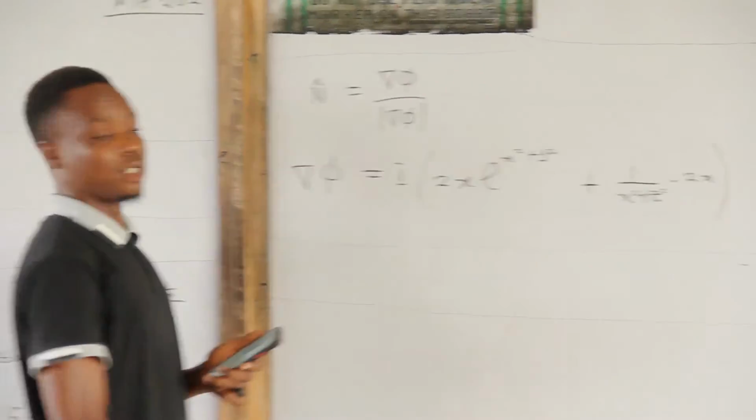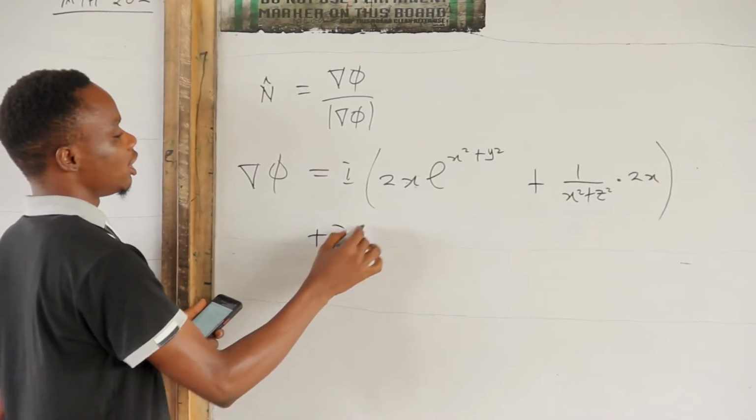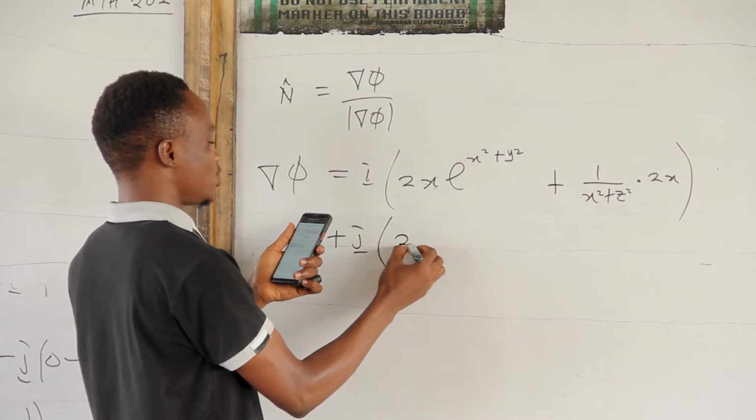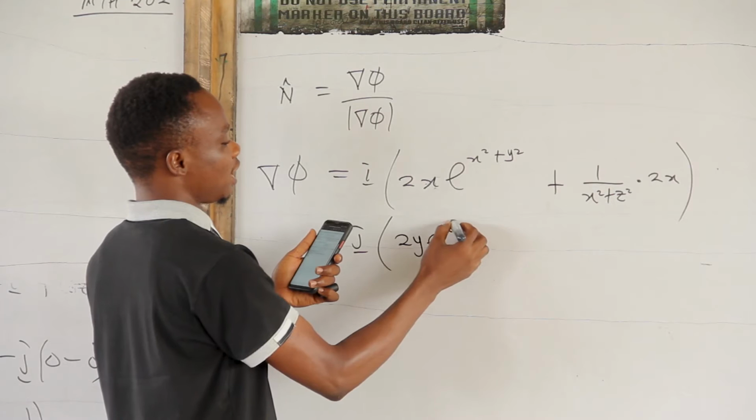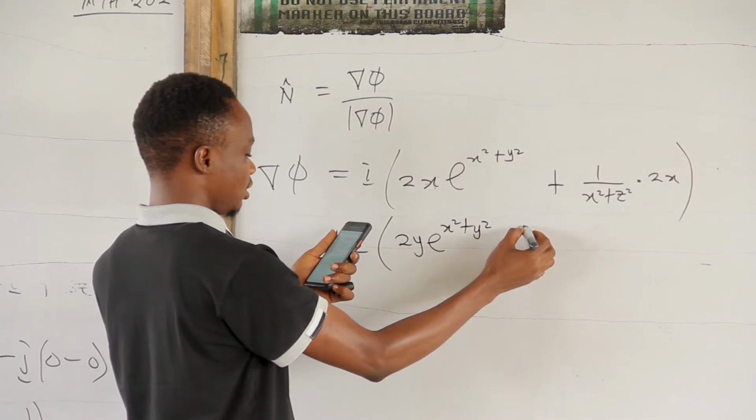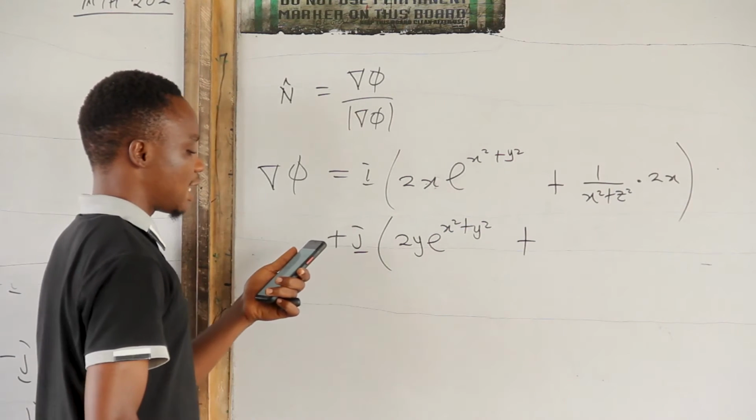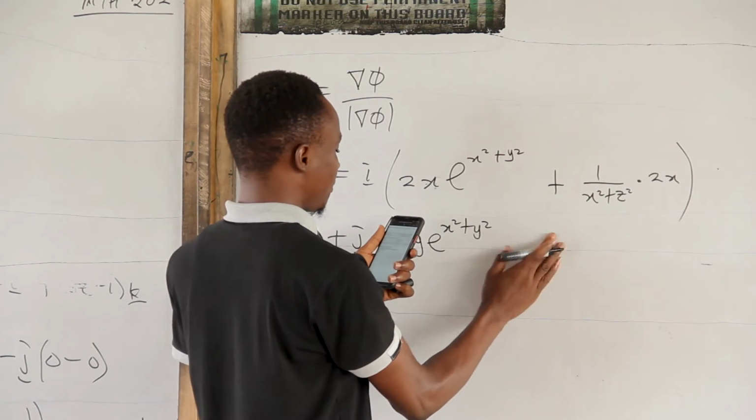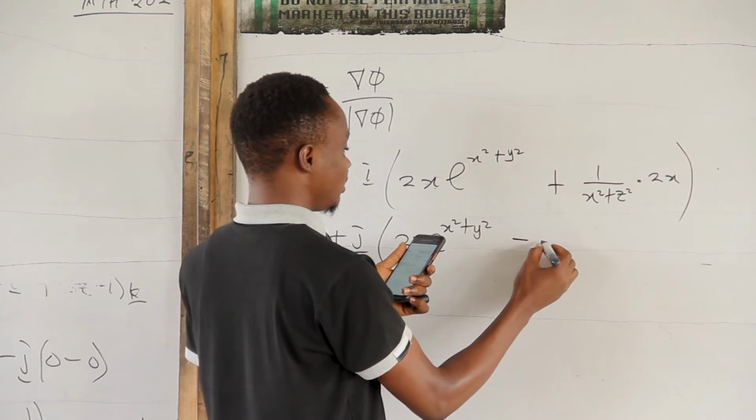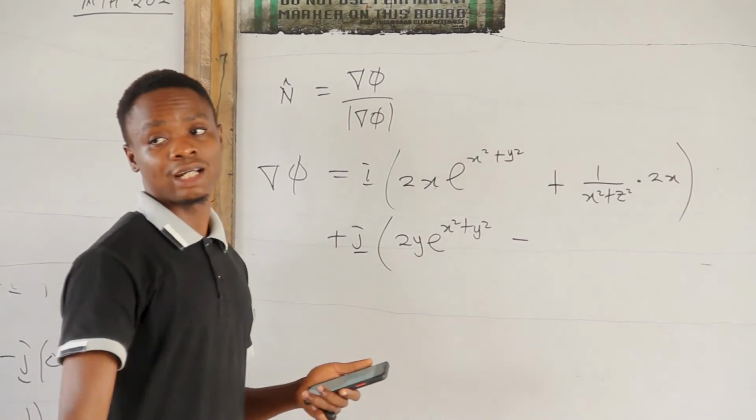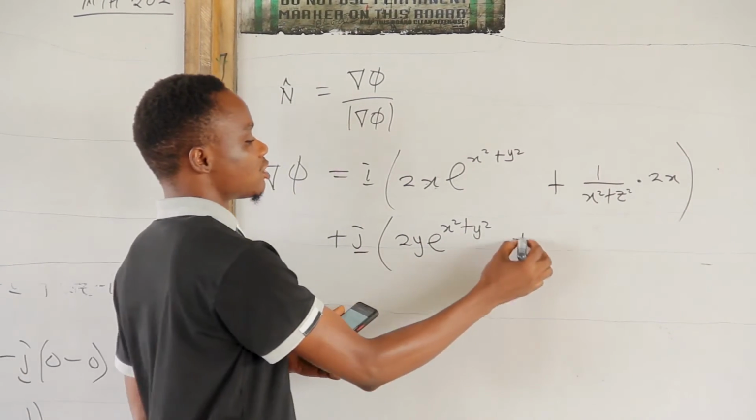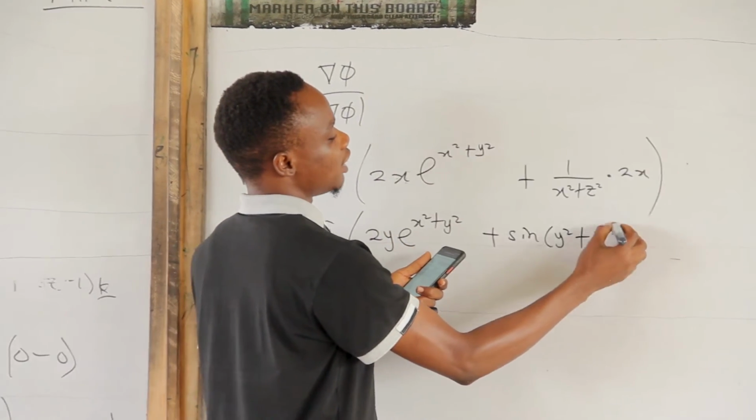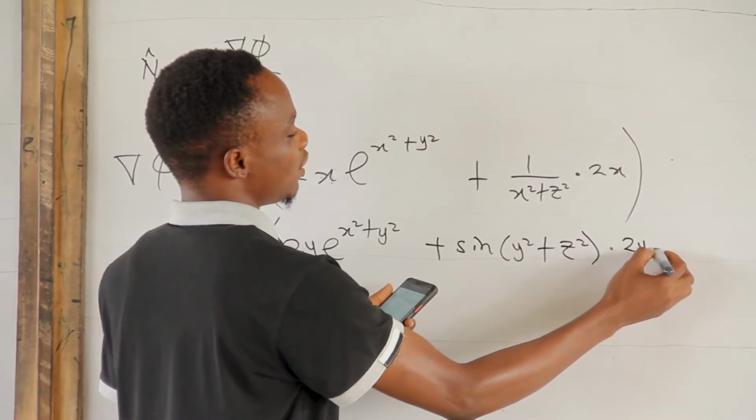Then I'll pick the next one, plus j into the first part, which carries y, so 2y e raised to the power x squared plus y squared. Plus the next one does not carry y, so forget about it. So move to the last one. Minus sine becomes plus sine of y squared plus z squared multiplied by 2y.